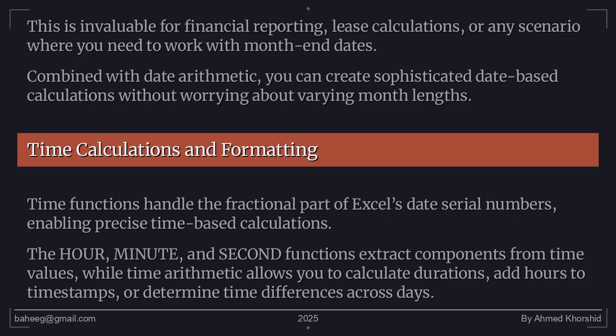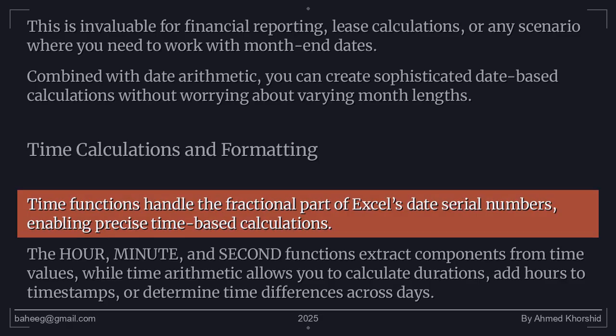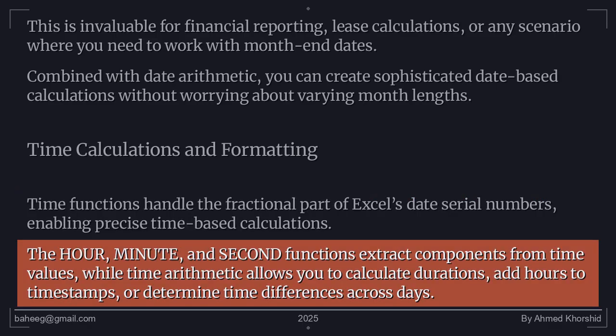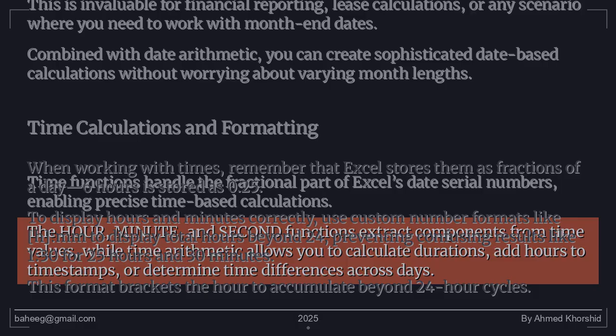Time calculations and formatting. Time functions handle the fractional part of Excel's date serial numbers, enabling precise time-based calculations. The HOUR, MINUTE, and SECOND functions extract components from time values, while time arithmetic allows you to calculate durations, add hours to timestamps, or determine time differences across days.